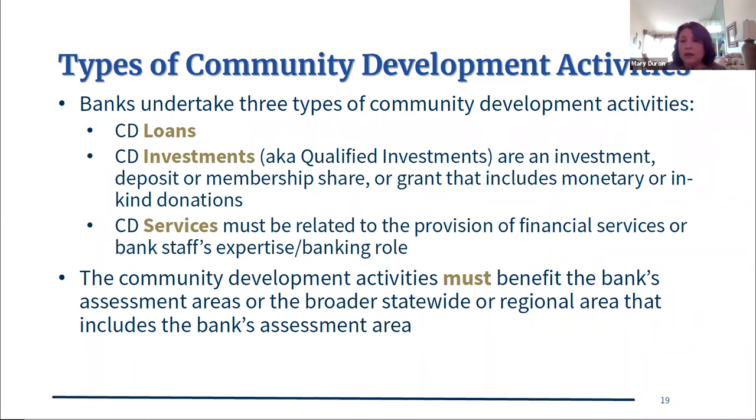And you'll see why these three elements in a couple of slides are so important, but those are the types of activities. This community development activity must benefit the bank's assessment area or a broader statewide or regional area that includes the bank's assessment area. For example, if a nonprofit is a statewide nonprofit that includes Maricopa County, and through its track record it does do activities in Maricopa County, the bank could decide to do an investment or a loan to it and receive CRA credit, because it's that broader regional or statewide area that includes their assessment area.